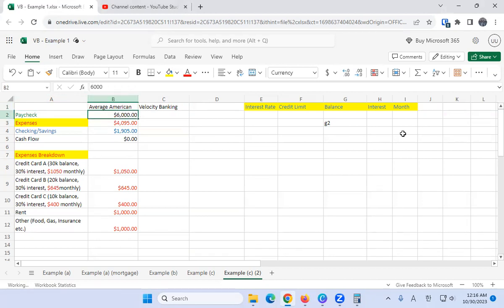So we'll just assume we have $6,000 net income, $4,905 in expenses, and then $1,905 in checking and savings, which is pretty decent, right? So almost $2,000 in savings, but you've got a lot of credit card debt. You've got a $30,000 balance, a $20,000 balance, and $10,000. So you have about $60,000 of credit card debt, and you'd like to see this go down.